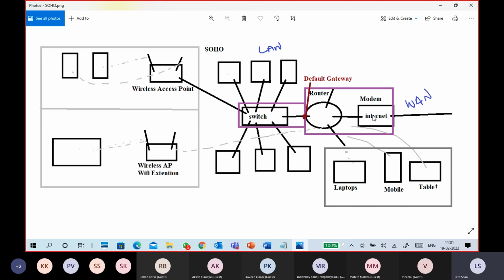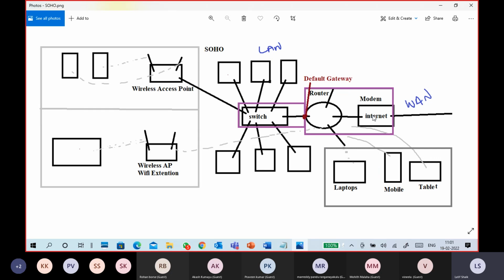A wireless access point also works like a Wi-Fi extension. You have a Wi-Fi router and it is not giving signal for long distances. The signal is weak after one or two rooms. So then we use an extension, that is a wireless access point. It is a simple small home, small office type.